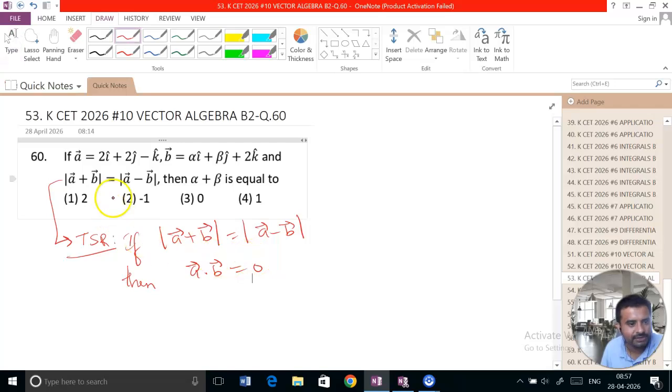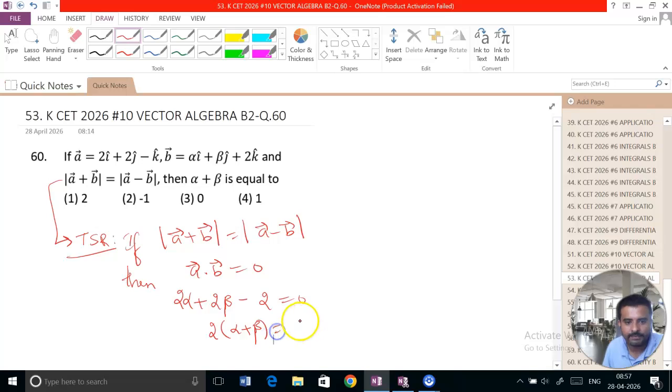See here, A dot B is equal to 0, that is, i with i gives 2 alpha, j with j gives 2 beta, k with k gives minus 2, is equal to 0. And here we can take 2 common, it becomes alpha plus beta, and minus 2 becomes plus 2. 2 will get cancelled. Therefore, what is alpha plus beta? Alpha plus beta gives 1. Therefore your answer will be option 4.